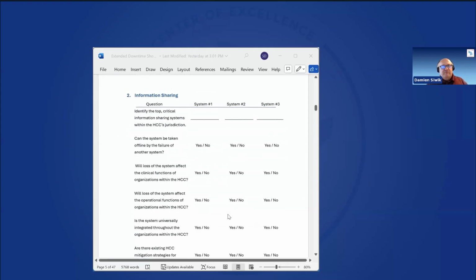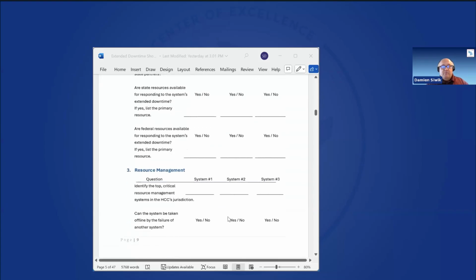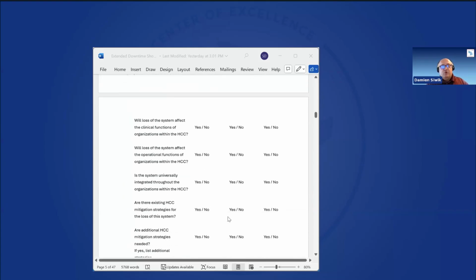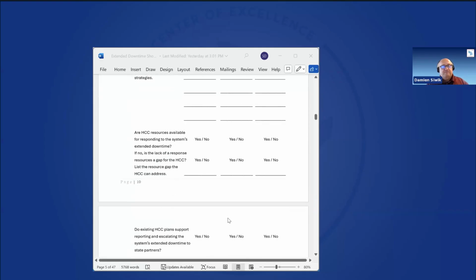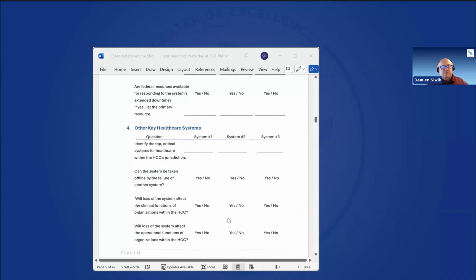Of the four, number two, information sharing. And here's where I mentioned it does get repetitive and it seems very long, and it is repetitive, but quite a bit of this is just yes or no questions for group consideration. And in that conversation, you would likely go through these questions pretty rapidly. With a fourth section, once again, being other key healthcare systems. And in the cooperative agreement, ASPR calls out potentially telehealth as a uniquely healthcare system to consider for assessment.